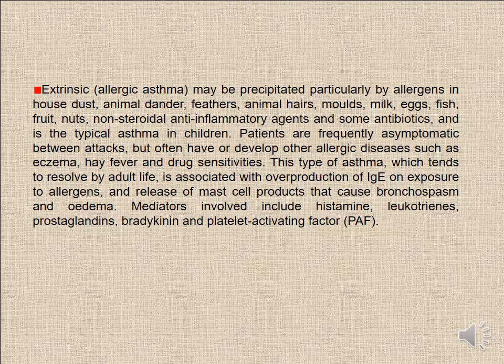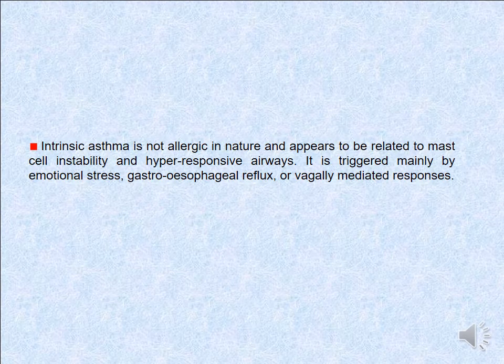that lead to an asthmatic attack. The second type of asthma is intrinsic asthma, or non-allergic asthma, which appears to be related to mast cell instability and hyperresponsive airway. It is triggered mainly by emotional stress, gastroesophageal reflux, and does not need allergy to produce this type of asthma.